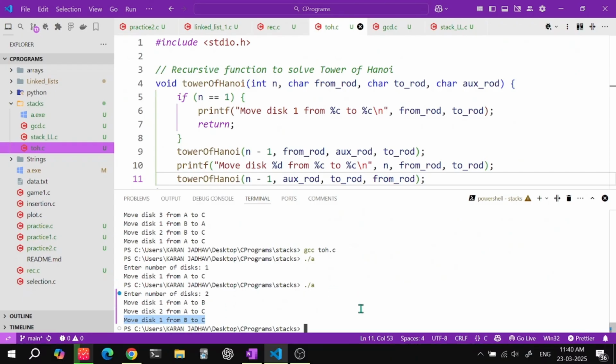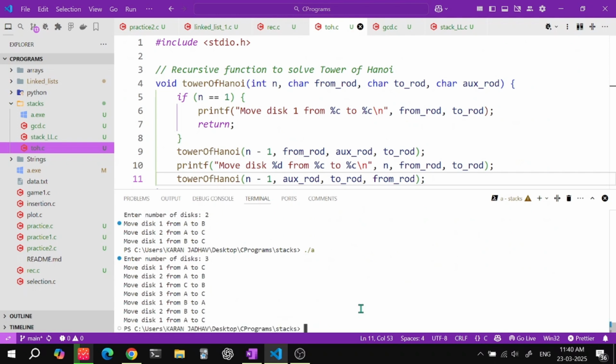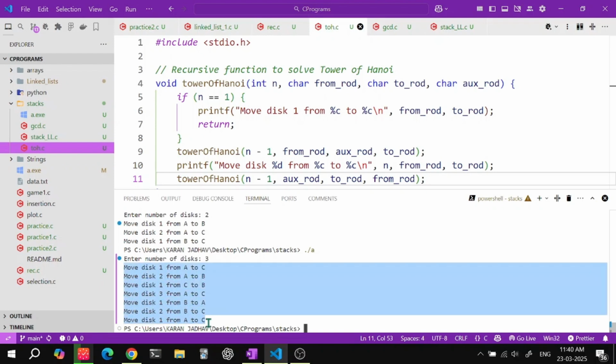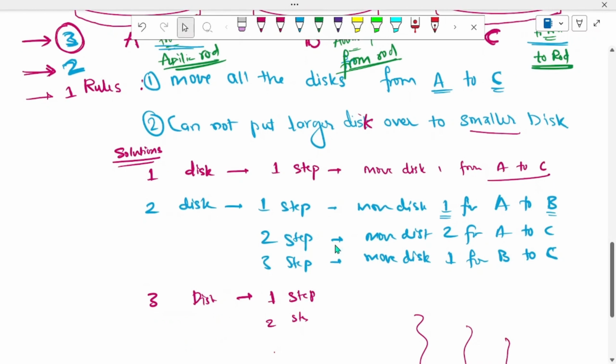And when we'll go for the next one, if you consider 3, just enter. You can see we have got 1, 2, 3, 4, 5, 6, 7. There are 7 steps and we have followed the same steps to move the disk from A to C in case of 3 disks, right?